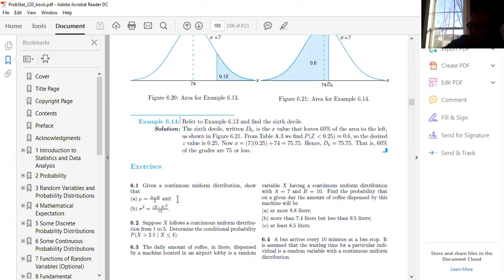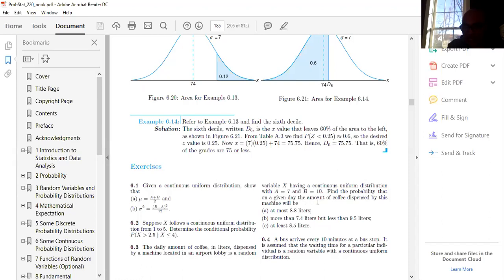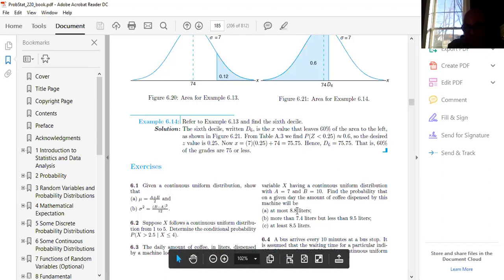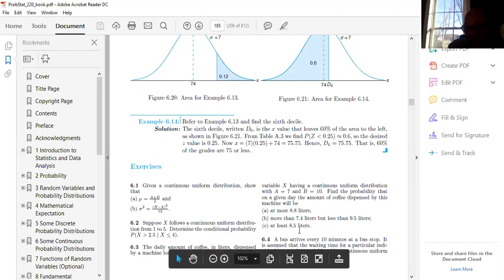A equal to 7 and B equal to 10. That is the rectangular distribution, or uniform distribution. Find the probability that on a given day, the amount of coffee dispensed by this machine will be at most 8.8 liters, meaning X is less than 8.8; more than 7.4 and less than 9.5, meaning probability of 7.4 is less than X is less than 9.5; and at least 8.5 liters. This example is simple, guys, because it's just a rectangular distribution.